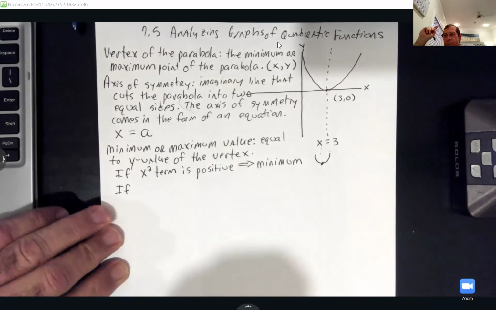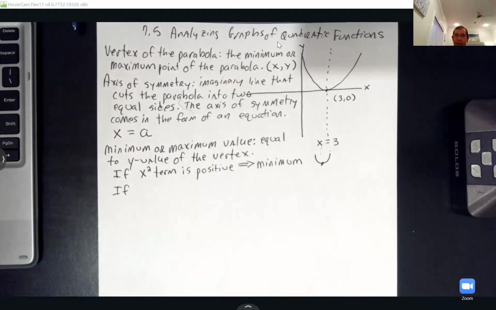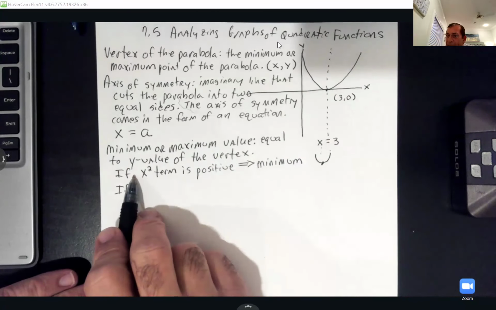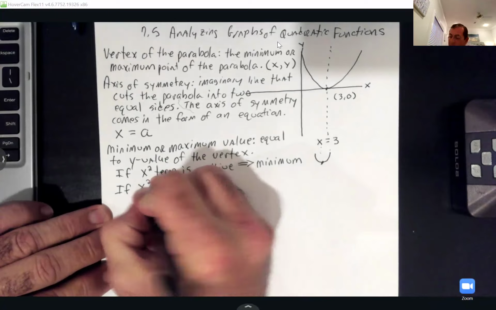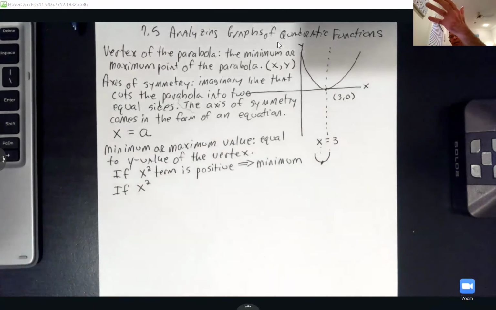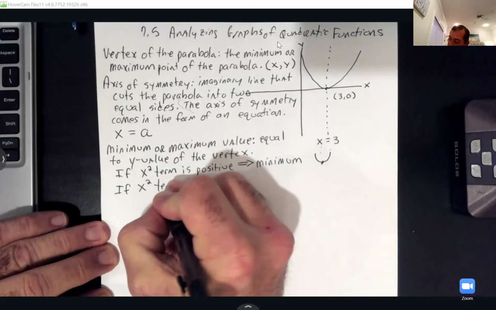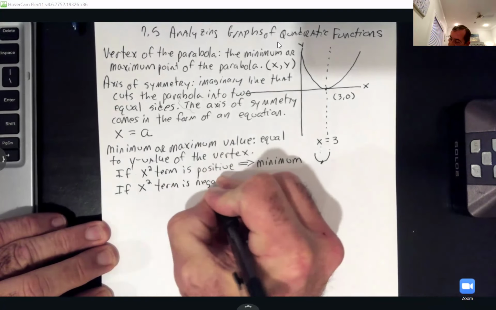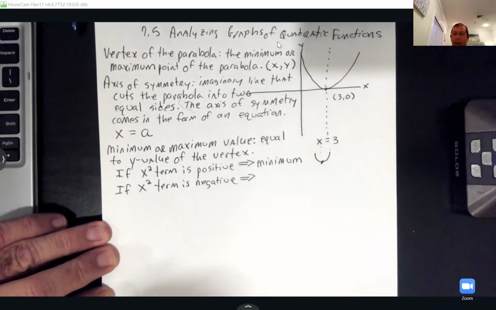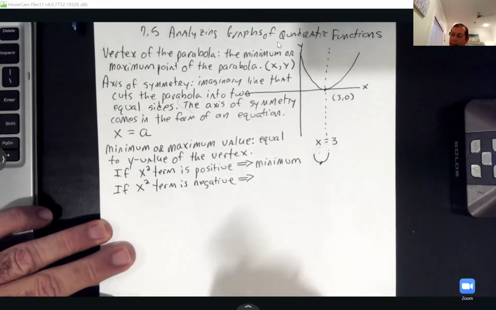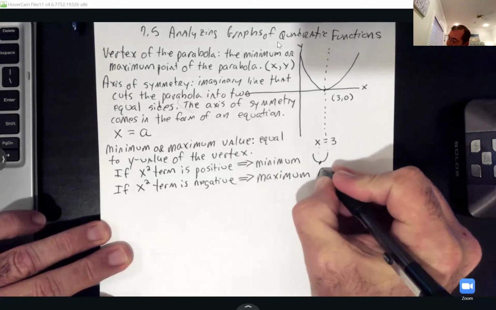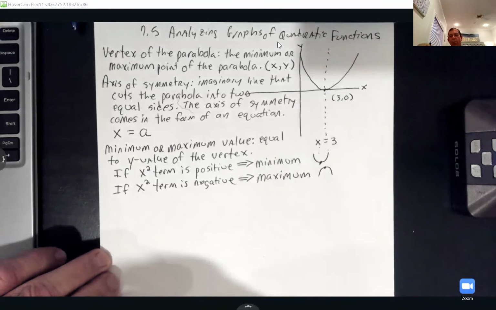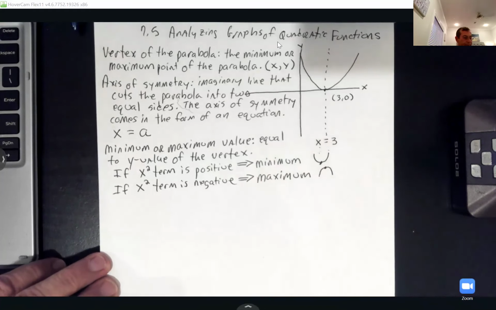Now, if you remember from 7.2 when we were looking at the transformations of the graphs, if I put a negative in front of that x squared, remember that negative took the graph and it reflected it over, which means if the x squared term is negative, that's flipping my graph over. And if it flips my graph over, then I now have a maximum. So my parabola will be almost like a mountaintop there.